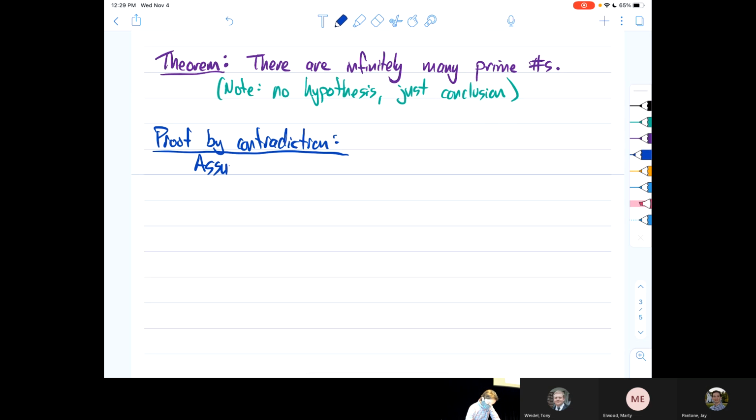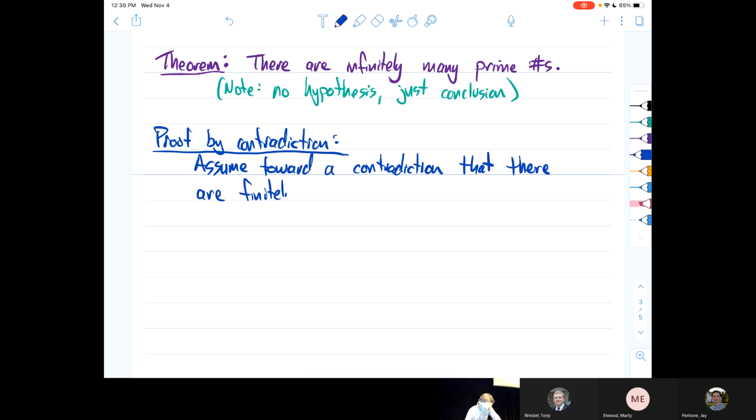And then we assume, toward a contradiction, that the conclusion is false. So assume, for contradiction, that... what is the logical negation of the statement, there are infinitely many prime numbers? Yeah, Anthony? There's a finite number of prime numbers. So that's what we're going to assume. Assume toward a contradiction that there are finitely many prime numbers.